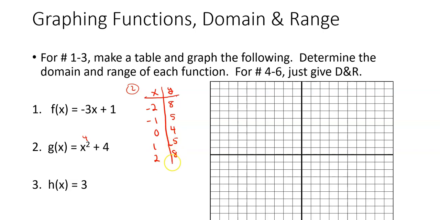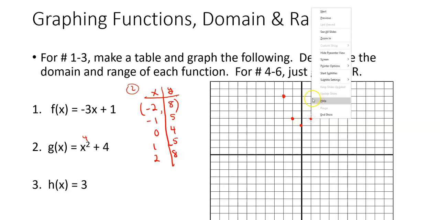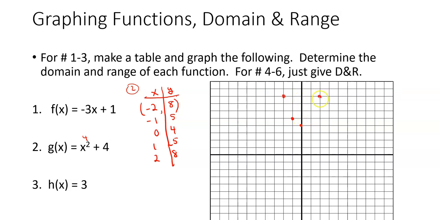All right. So each of these things are actually an ordered pair. Negative 2, 8 is the first one on my graph. So negative 2, and then 1, 2, 3, 4, 5, 6, 7, 8. There's negative 2, 8. Negative 1, 5. 0, 4. 1, 5. 2, 8. And I graph. Right, we call that thing a parabola.